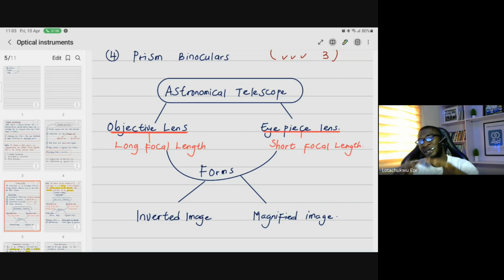Now, the kind of image that is formed by this telescope is an inverted image and is also magnified. As always, we should know that it's going to be magnified, but I want you to pay attention to the fact that the image is inverted.